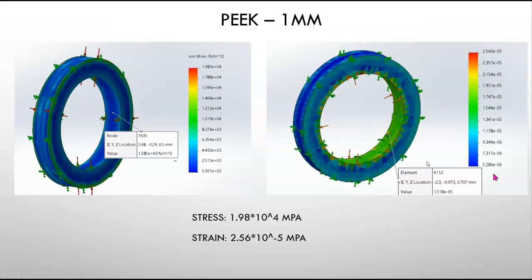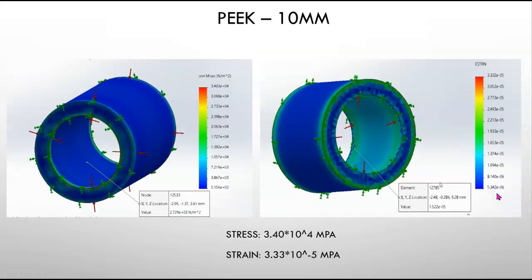So from those pressures, I basically ran a new study in order to create the static simulation for these ones, and I input whatever their maximum pressure was. So I input the 1 millimeter maximum pressure into these ones, and I found that the stress and strain for the PEEK, these are the maximum stress and strain, so 1.98 times 10 to the 4th megapascals was the stress, and that was the strain.